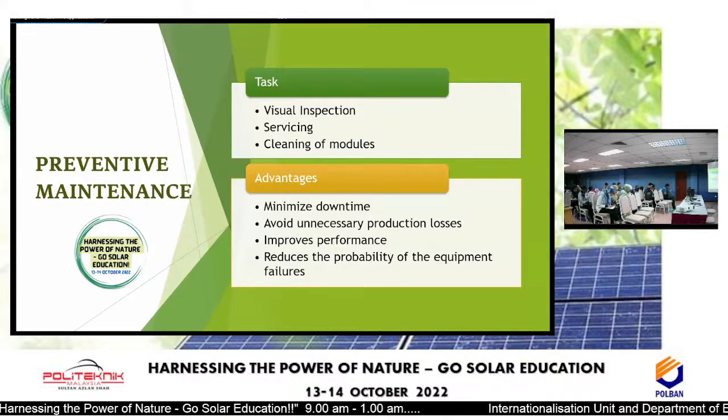So the downtime will be minimized. And we will avoid unnecessary production losses. And of course, we will improve our system performance to the maximum level. And then we will reduce the probability of equipment failure since we are checking it regularly and constantly.